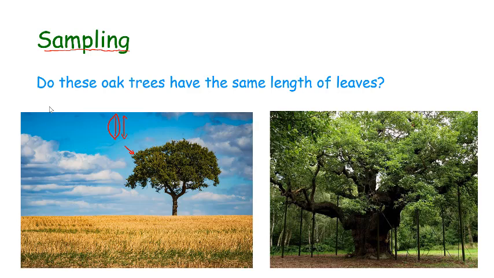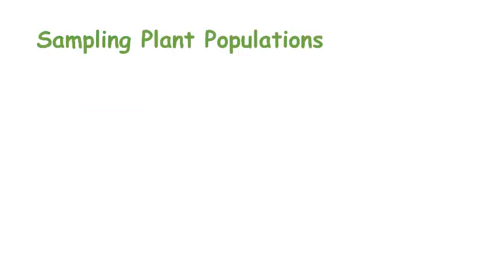But you would probably realise that it would take far too long. Okay, so we can't count all the leaves because it would take too long. So instead what we do is we take a sample. Now in this case, a good sample might be to take 30 leaves from each tree, measure their length, and work out an average. And that's pretty much how you take a sample.